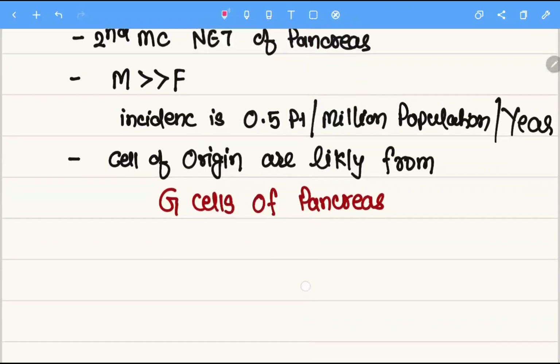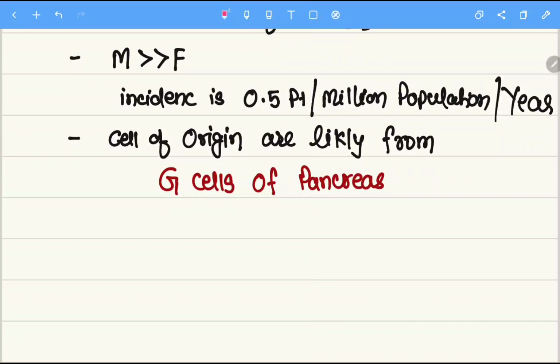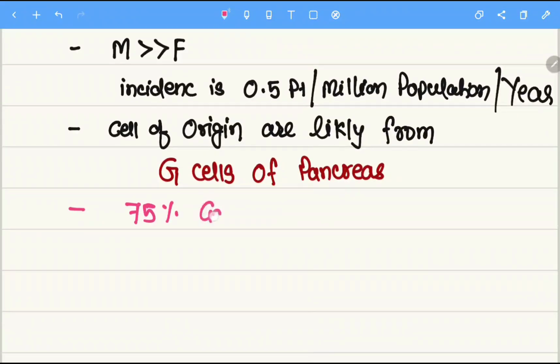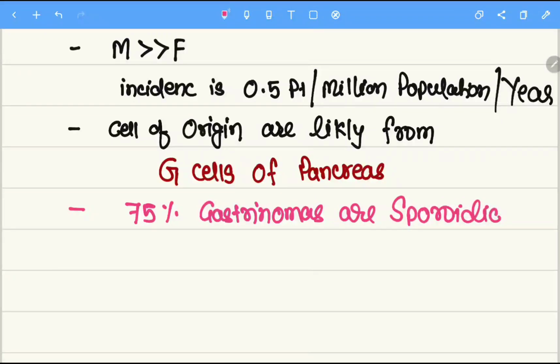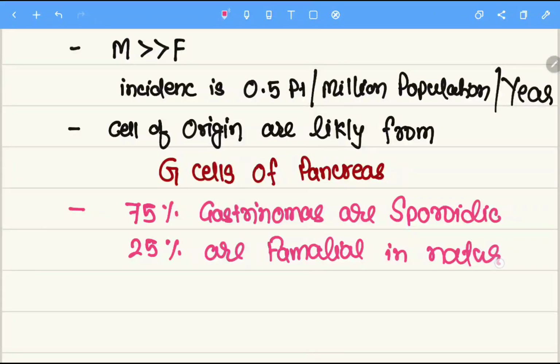As you know, neuroendocrine tumors have a propensity towards familial origin, so this can also be familial in nature. How much percent of the patients with gastrinoma are familial, and how much are sporadic? 75% of gastrinomas are sporadic in nature, and 25% are familial in nature.